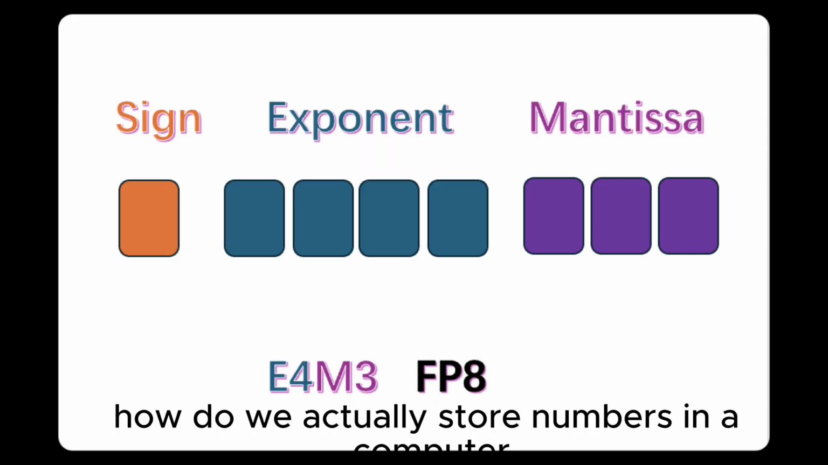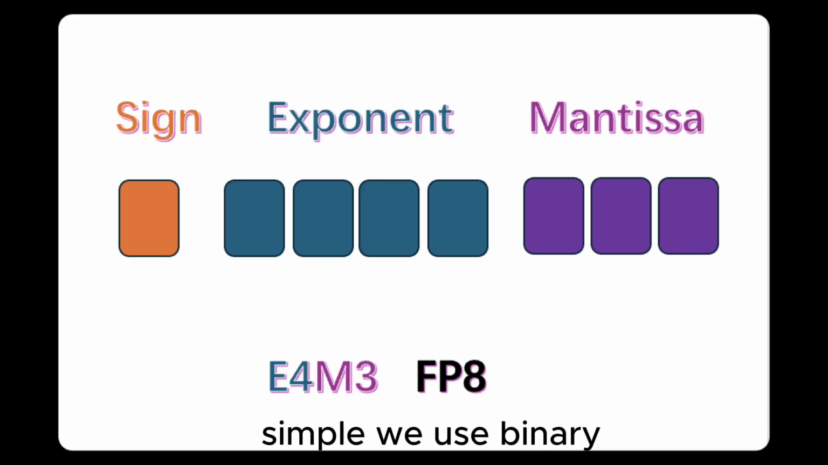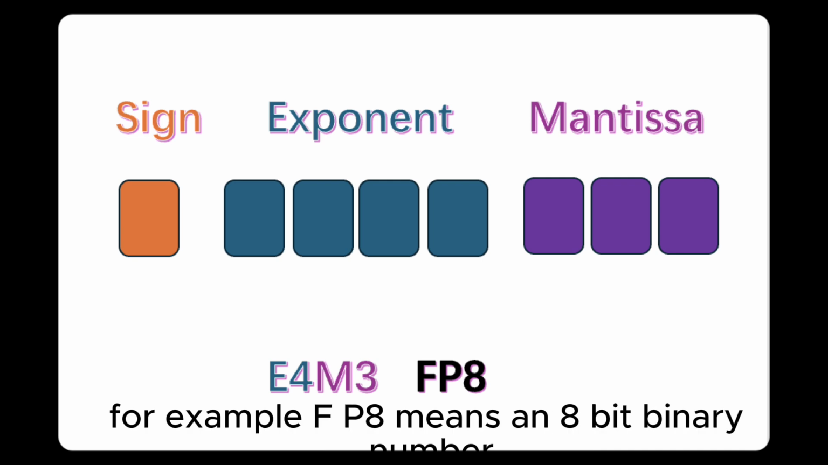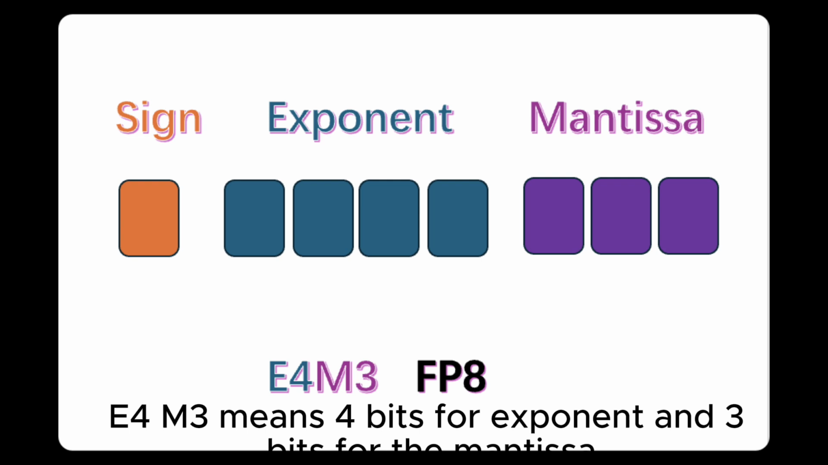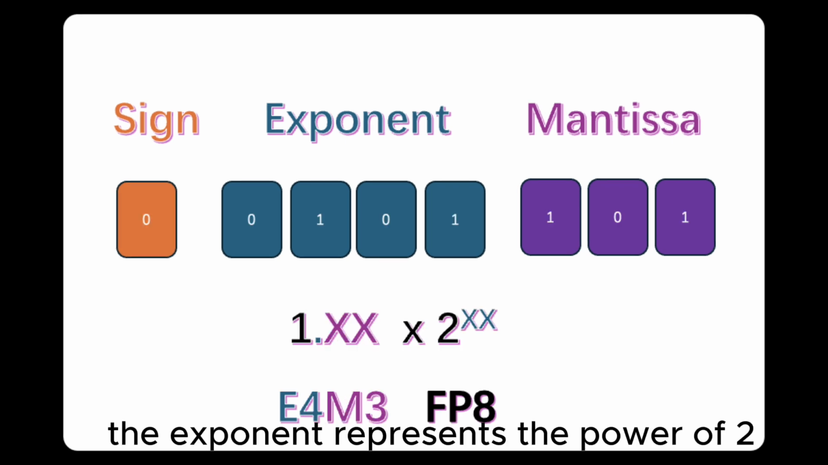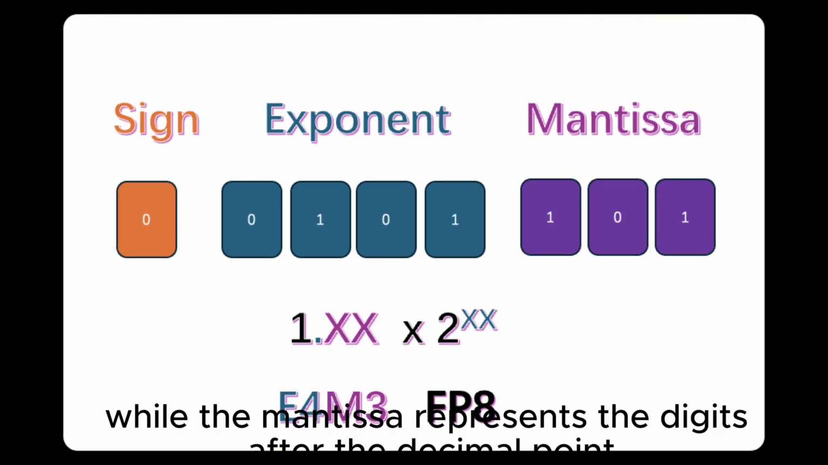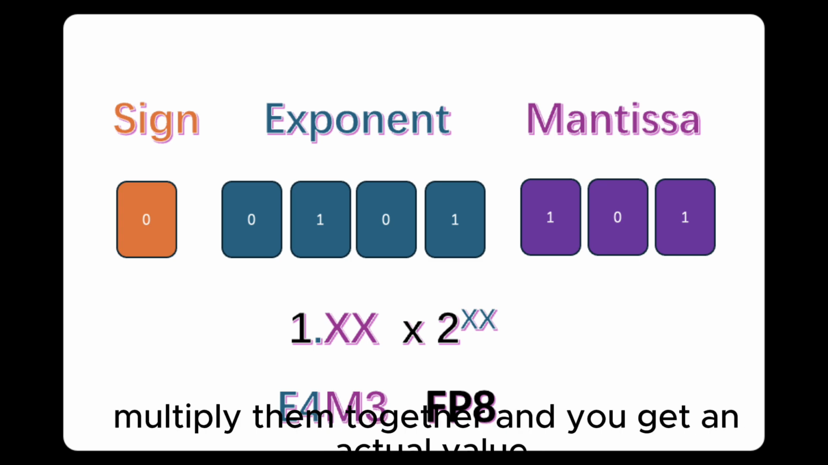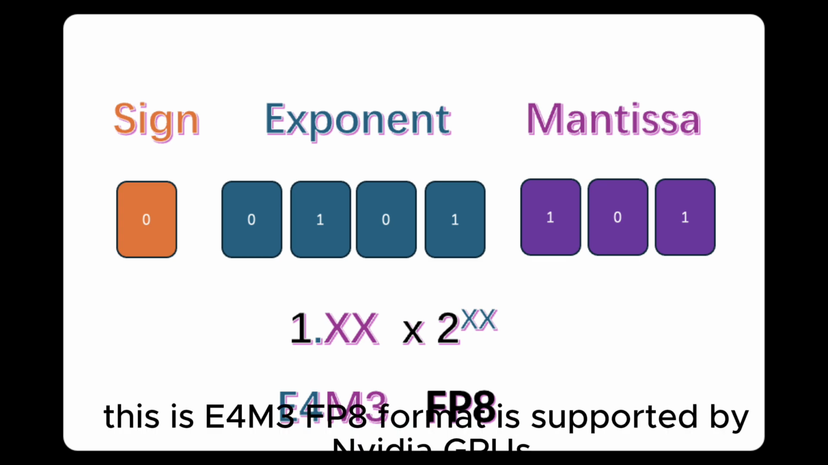How do we actually store numbers in a computer? Simple, we use binary. For example, FP8 means an 8-bit binary number. E4M3 means 4 bits for the exponent and 3 bits for the mantissa, the fractional part. The exponent represents the power of 2, while the mantissa represents the digits after the decimal point. Multiply them together and you get an actual value. This E4M3 FP8 format is supported by NVIDIA GPUs.